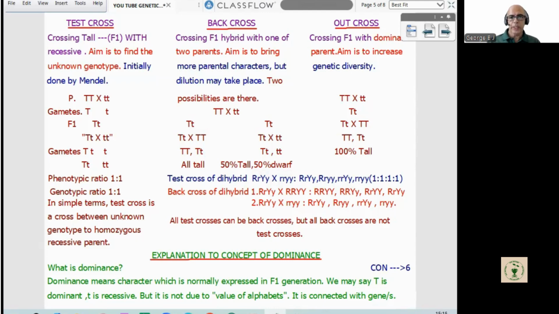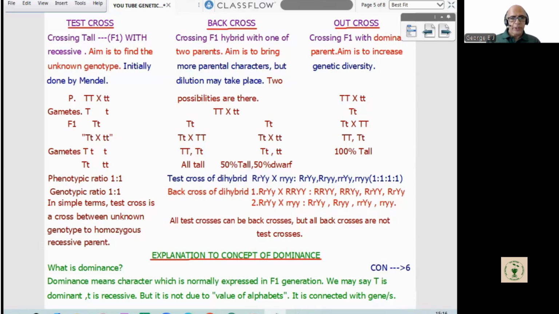Now comes the third term. That is out cross. Crossing F1 with the dominant parent, aim is to overcome genetic diversity. Outcross. What is outcross? Outcross is crossing F1 with the dominant parent. Backcross, also the same item we observe here, almost the same thing. And we can find it will be 100% tall. So these are the 3 crosses: test cross, back cross, out cross. And test cross was initially done by Mendel. I think that part is clear.